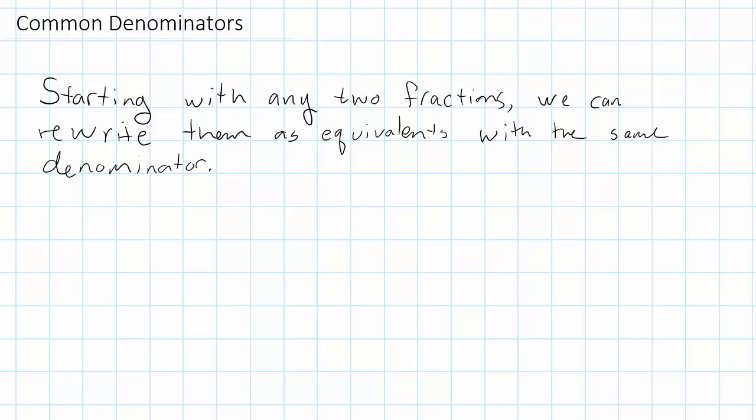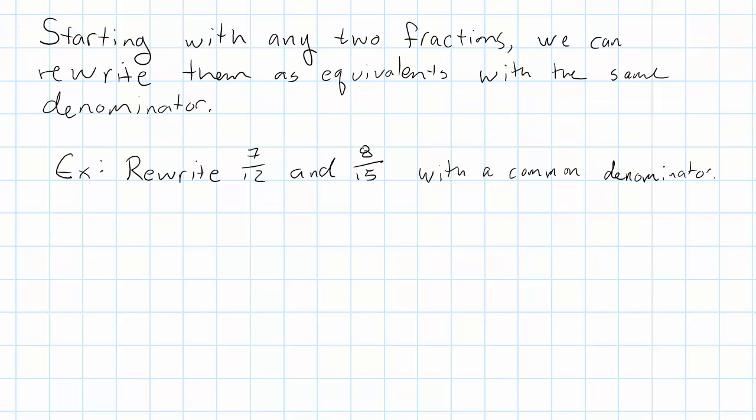Right, we don't want just any old fractions with the same denominator. That's easy but not very useful. We want fractions equivalent to the two that we started out with that have the same denominator. Let's see an example of how we might do this. Let's say we want to rewrite the fractions 7/12 and 8/15 with a common denominator.